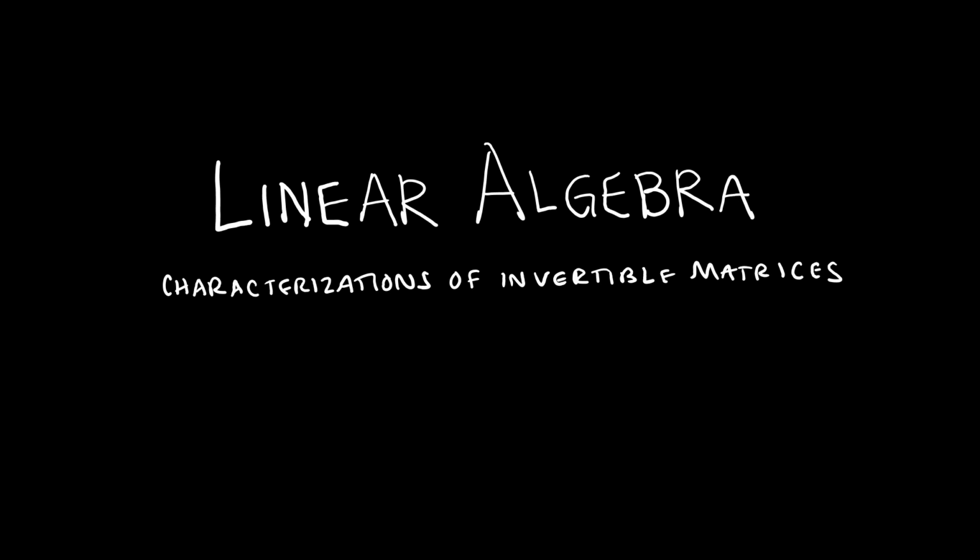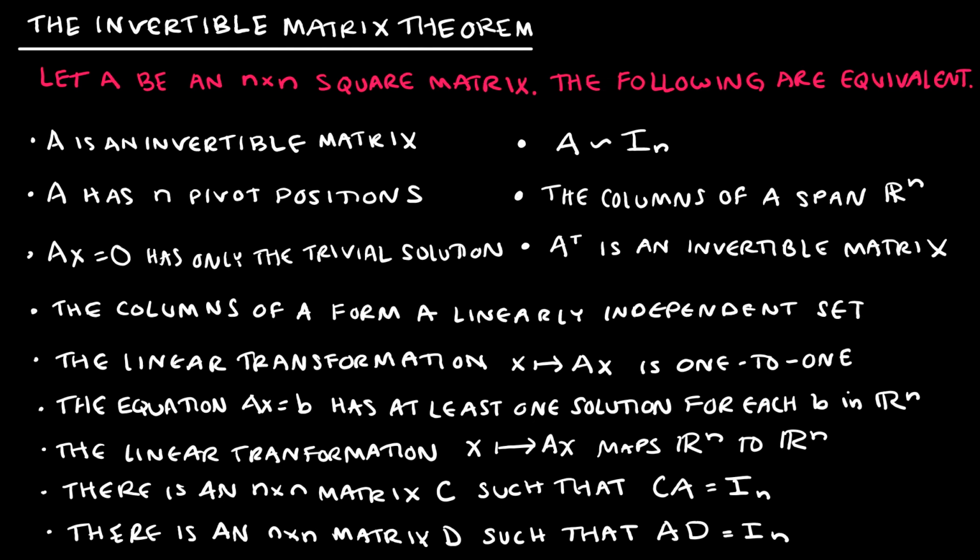This is section 2.3 of your text and the last section in chapter 2 that we will cover. It's a short section and it's essentially a summary of what you know, which is fantastic. So this is Characterizations of Invertible Matrices. It is a fantastic theorem that does a great job of summarizing pretty much everything that you learned in chapter 1 and everything that you've learned in chapter 2.